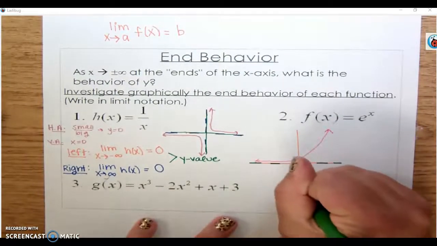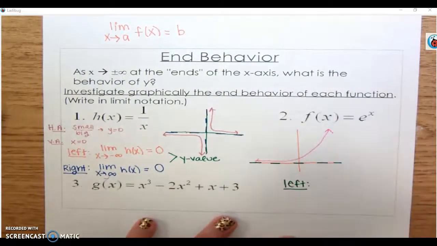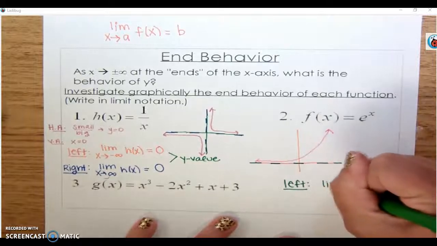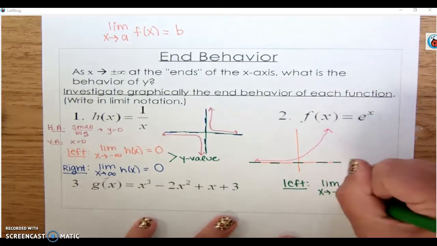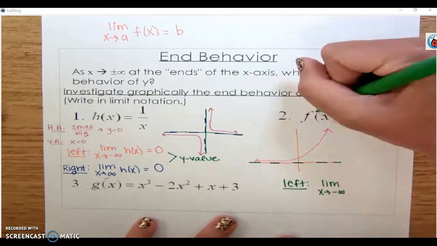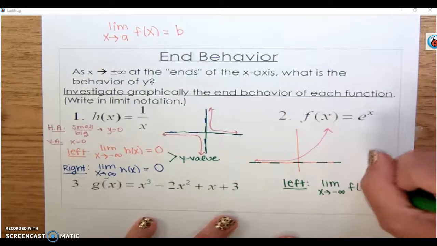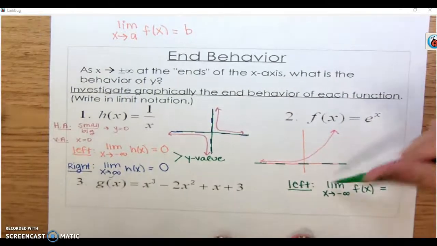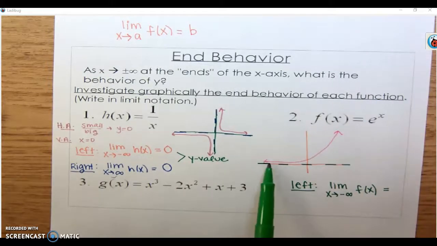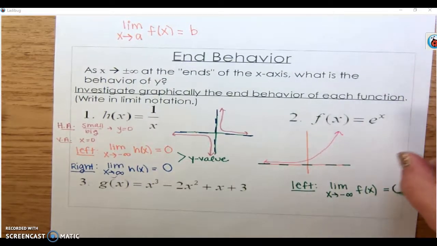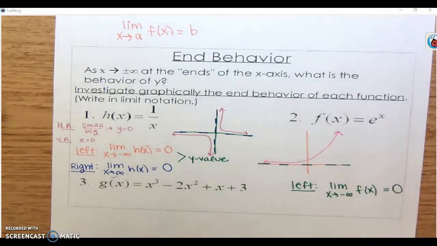So we're going to always do the left first. So for the left side, you're always going to write LIM, which stands for limit. X approaches negative infinity. This time we're talking about f of x, so I'm going to put f of x, equals. So this whole part you can do without even seeing the graph. Okay, now I'm going to look at the graph. This left side of the graph is going to keep going. It's going to keep getting closer and closer and closer to that horizontal asymptote, which is at 0. So this is going to be 0.